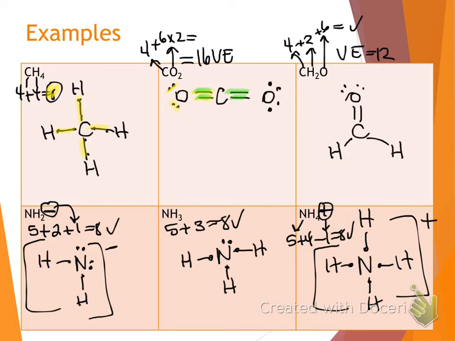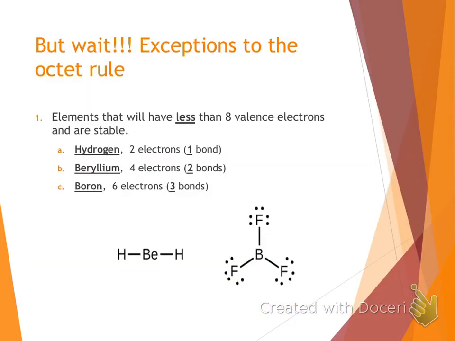Well, we do have some exceptions to the octet rule. The octet rule is the fact that these guys want 8 valence electrons to be stable. We've seen one of the exceptions, and that is hydrogen. Hydrogen will have less than 8 valence electrons. It only gets 1 bond or 2 electrons because that's all it needs to fill up the first energy level and to be stable. Beryllium and boron are weird in the sense that they're stable with less than 8.